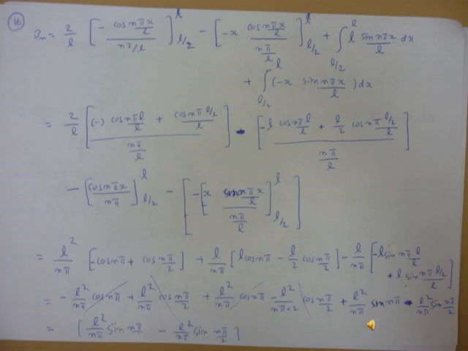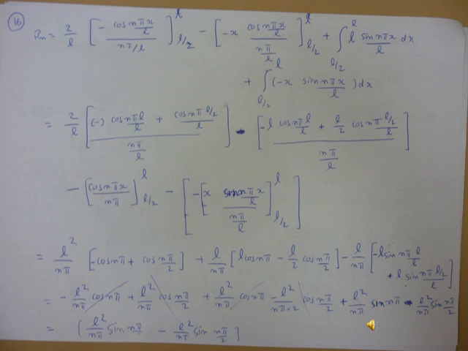Plus the integration from L/2 to L of L sin(nπh/L) dh, plus the integration from L/2 to L of minus h sin(nπh/L) dh. So we are integrating: 2/L times [minus cos(nπ) plus cos(nπ/2)] divided by nπ/L, minus [L cos(nπ) plus L/2 cos(nπ/2)] divided by nπ/L, the whole denominator with nπ/L.